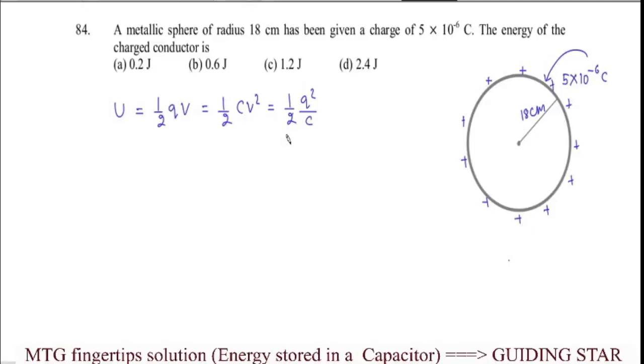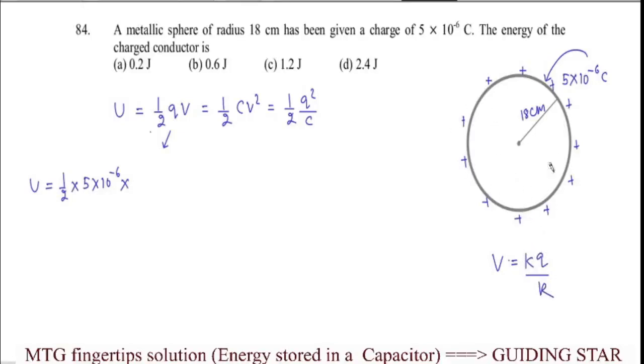So here in this particular case we'll be using this first formula. If we use it, energy will be how much? It will be half Q. Q is how much? Q is 5 into 10 to the power minus 6. And what will be the potential difference? If we calculate the potential difference, or you can say the voltage, or you can say potential of this given metallic sphere, it will be how much? It will be KQ by R.